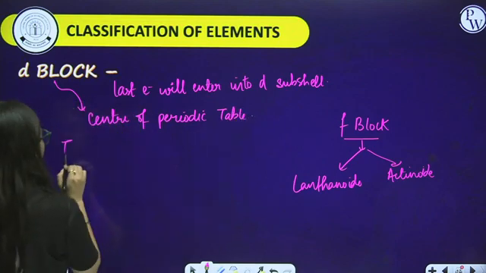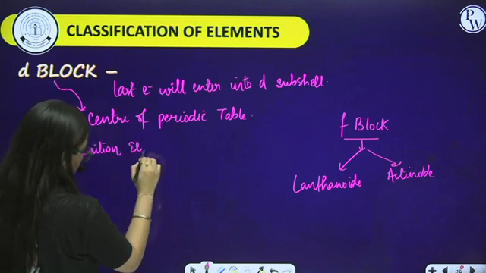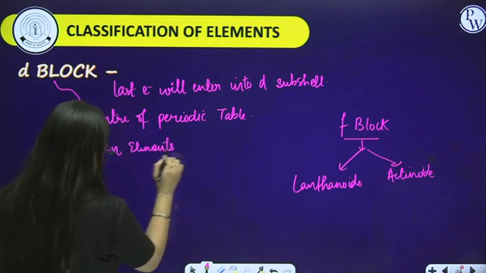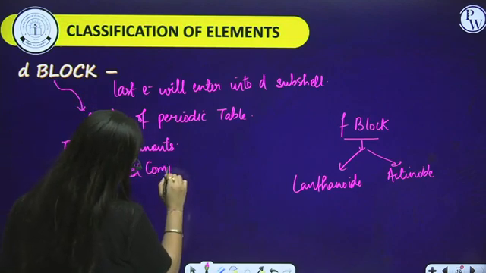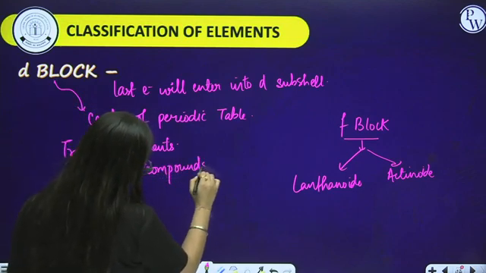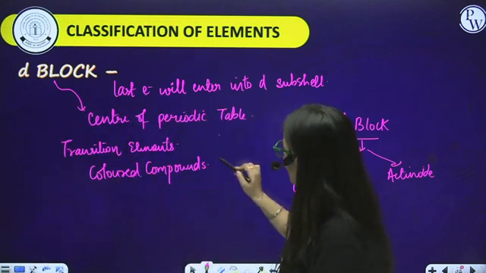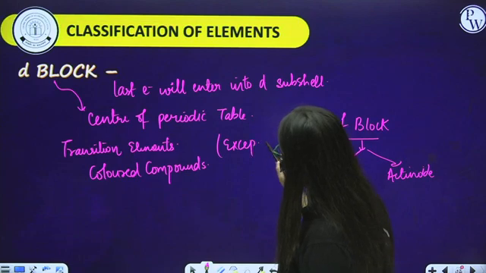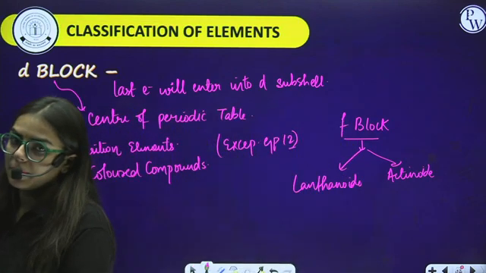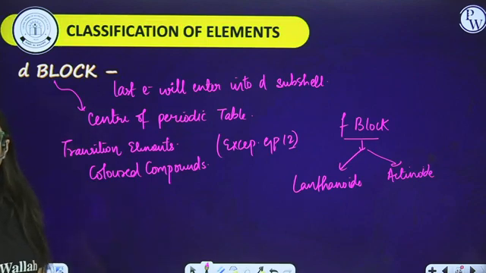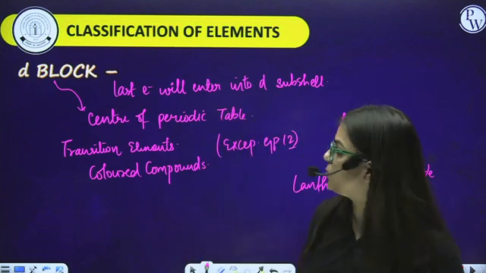They are also called transition elements. They are basically colored compounds, though there are exceptions, students. The exception is group number 12. They form colored complexes. They do form salts. So this is about the D block.